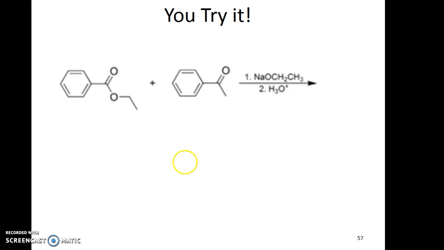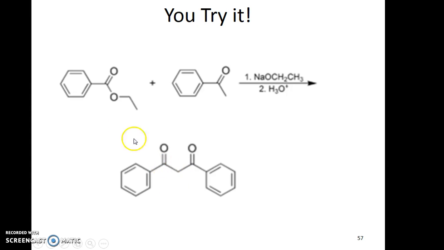Go ahead and try to determine what's the outcome of this reaction. Well, this is going to be a mixed Claisen. This can form an enolate, this cannot. So this is going to form an enolate here and do nucleophilic attack here, with loss of ethoxide. So the product that we get is this added to this carbonyl. See how that used to be this over here. This right here, that used to be that.